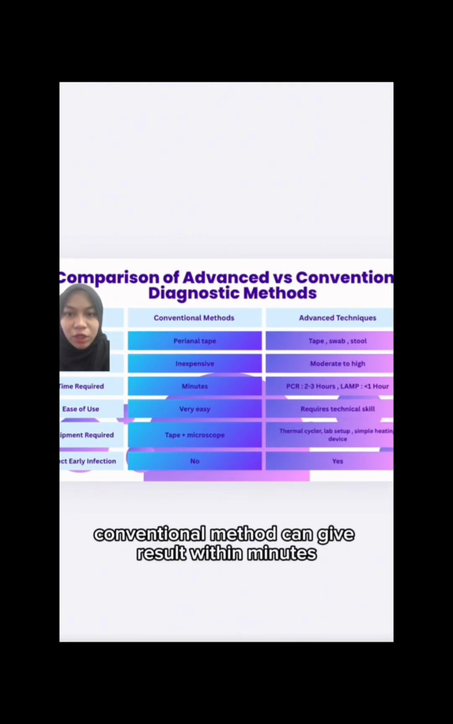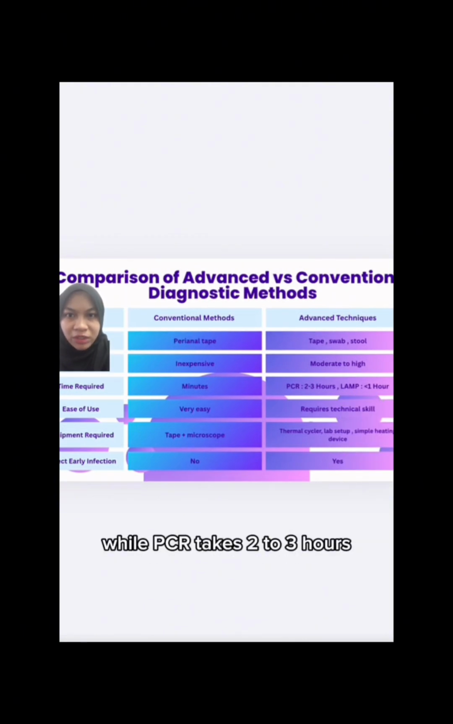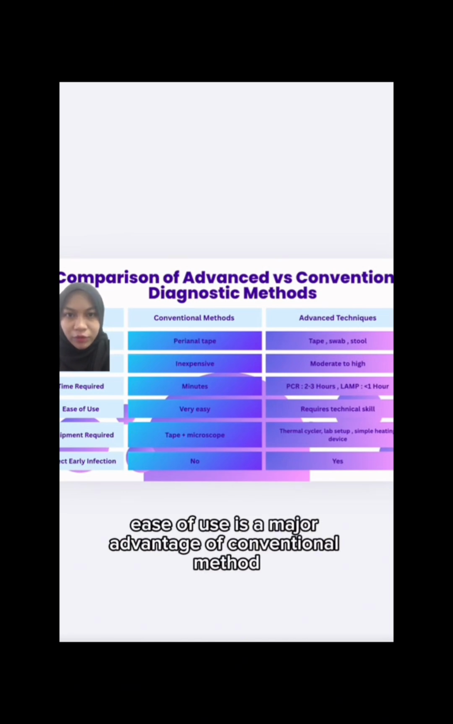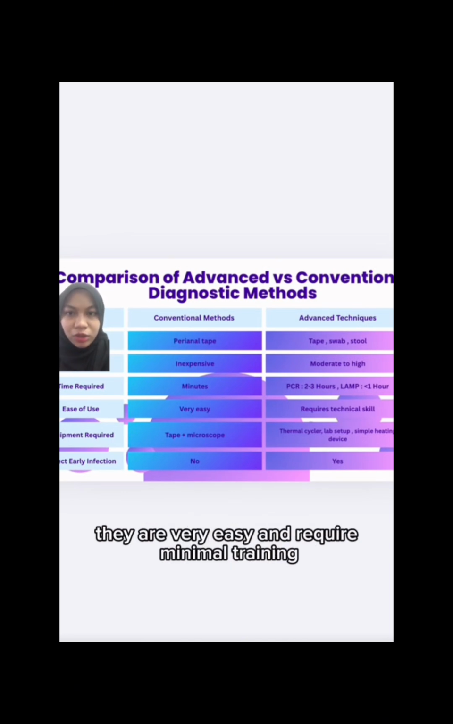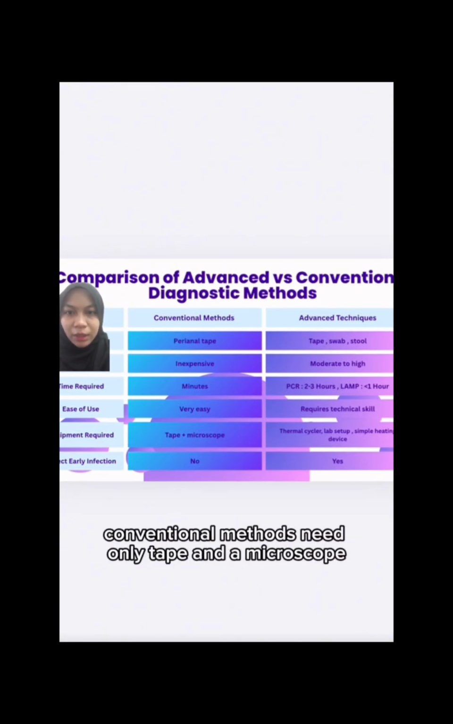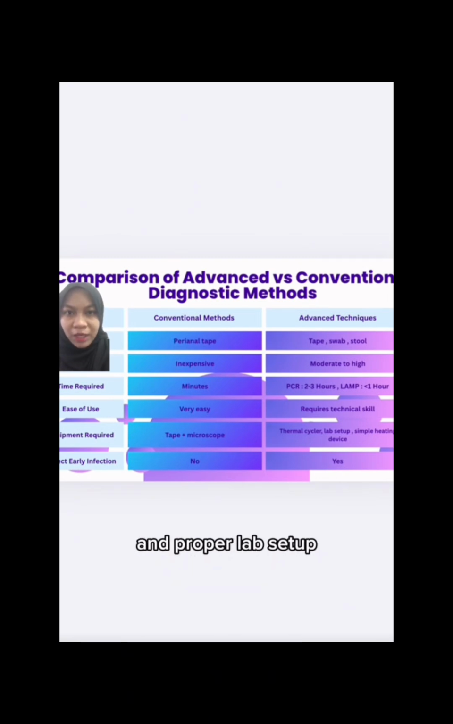Next, the time required. Conventional methods can give results within minutes, while PCR takes 2 to 3 hours and LAMP is faster at under 1 hour. Ease of use is a major advantage of conventional methods. They are very easy and require minimal training. In contrast, advanced methods require technical skill to perform and interpret. When it comes to equipment, conventional methods need only tape and a microscope, while advanced diagnostics require a thermocycler and proper lab setup, or at least a simple heating device for LAMP.